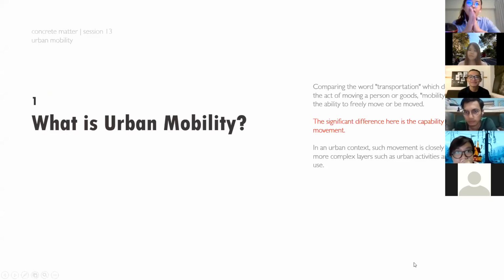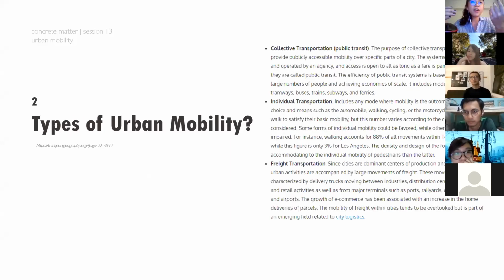Okay, so urban mobility. Comparing the words transportation and mobility, the difference here is the capability to move. And when we put urban in front, we're talking about movement in an urban context. Just to understand a bit more about the types of urban mobility, thanks to the website stated below, just to avoid any copyright issues, there are three major types of transportation.